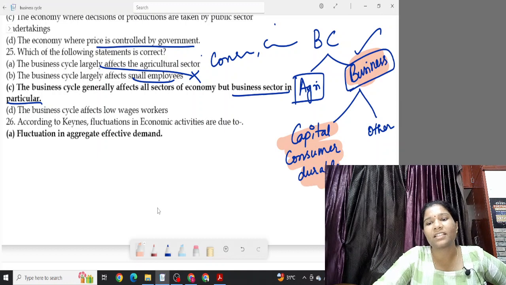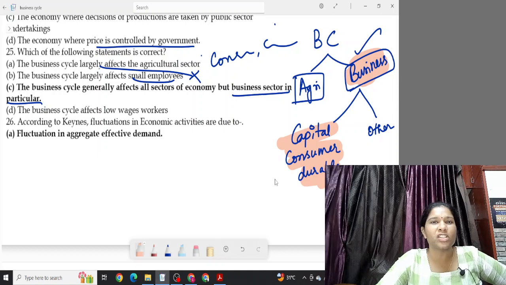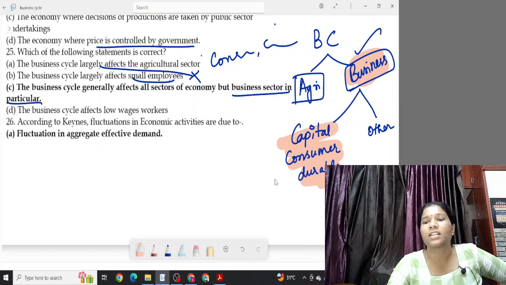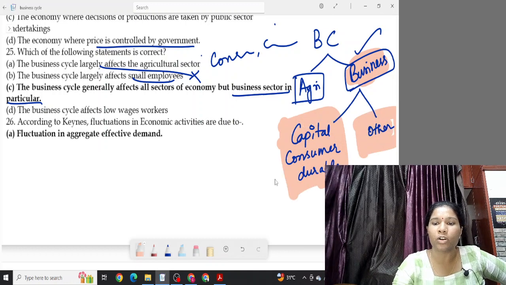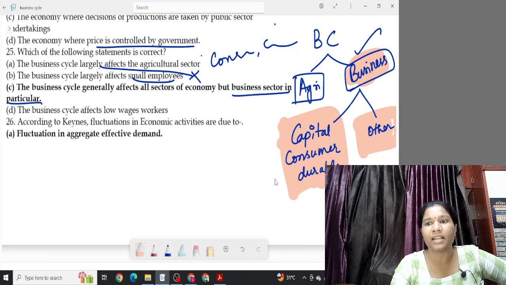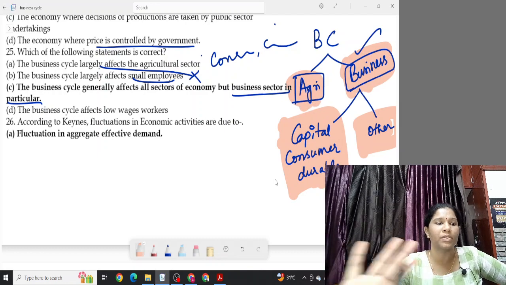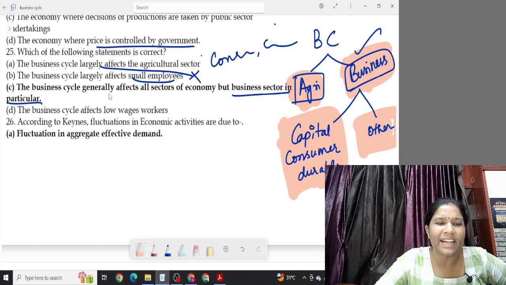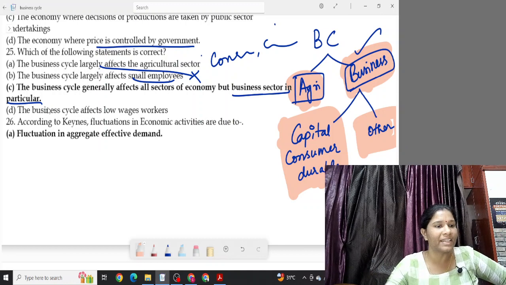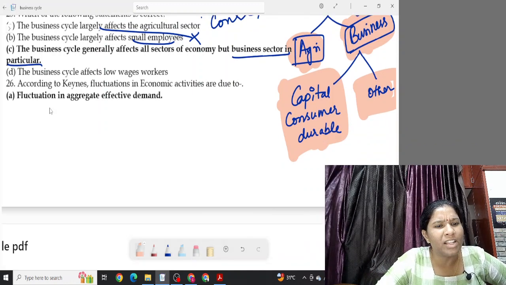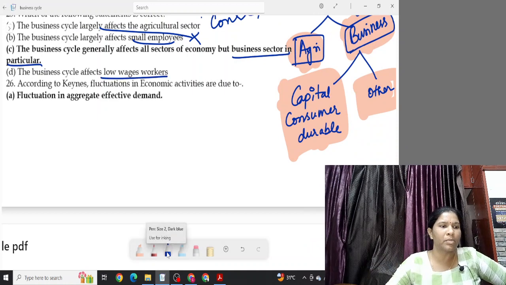The other sectors, like the general consumer non-durable sector, perishable goods sector, or certain sectors which are not at all prone to any changes, you need not remember. Just remember consumer and capital goods, durable. That is most affected because of the business cycle, and generally, when compared to agri or business, business is affected more. So the business cycle generally affects all sectors of the economy, but the business sector in particular is getting more affected than the agrarian society. Then, the business cycle affects the low wage worker? It affects everybody, not just the low wage worker. It affects the entire economy.